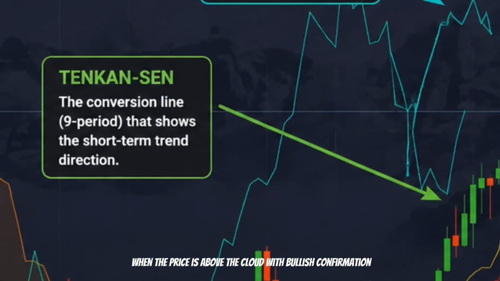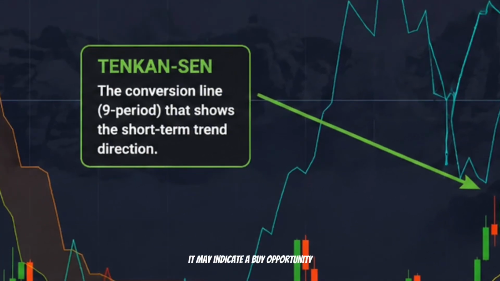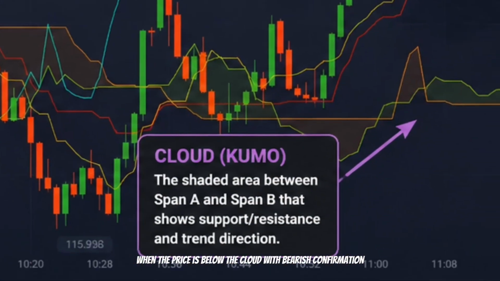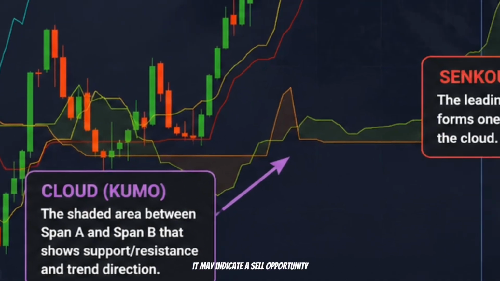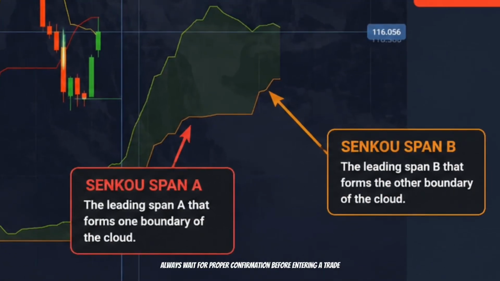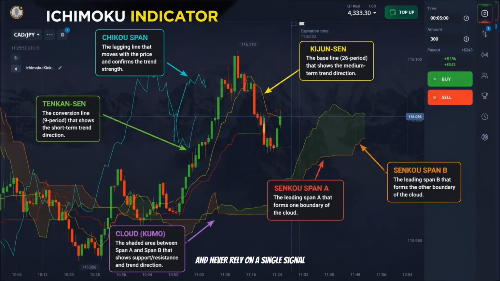When the price is above the cloud with bullish confirmation, it may indicate a buy opportunity. When the price is below the cloud with bearish confirmation, it may indicate a sell opportunity. Always wait for proper confirmation before entering a trade, and never rely on a single signal.